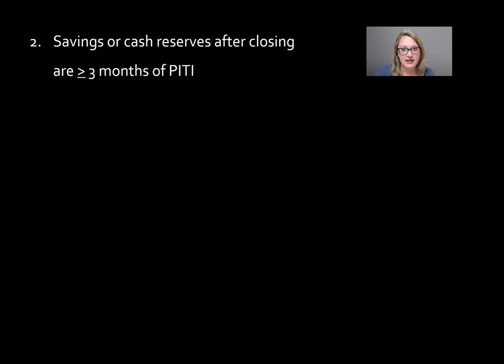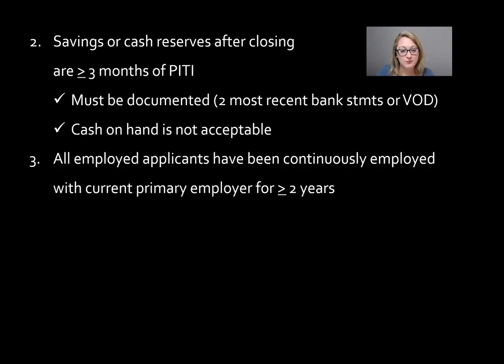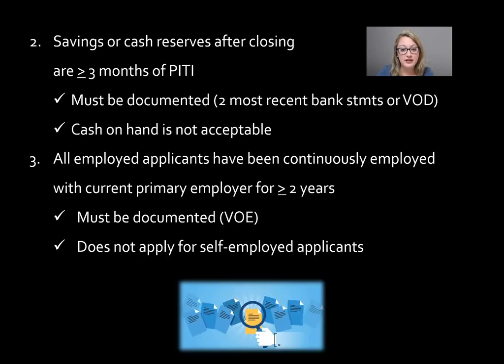Another compensating factor would be savings or cash reserves after closing that are equal to or greater than 3 months of PITI. These reserves must be documented with the most recent bank statements or verification of deposit. Cash on hand is not acceptable. So that would be a second compensating factor. A third one could be that all employed applicants have been continuously employed with the current primary employer for at least 2 years. It must be documented on a VOE, and it does not apply for self-employed borrowers.